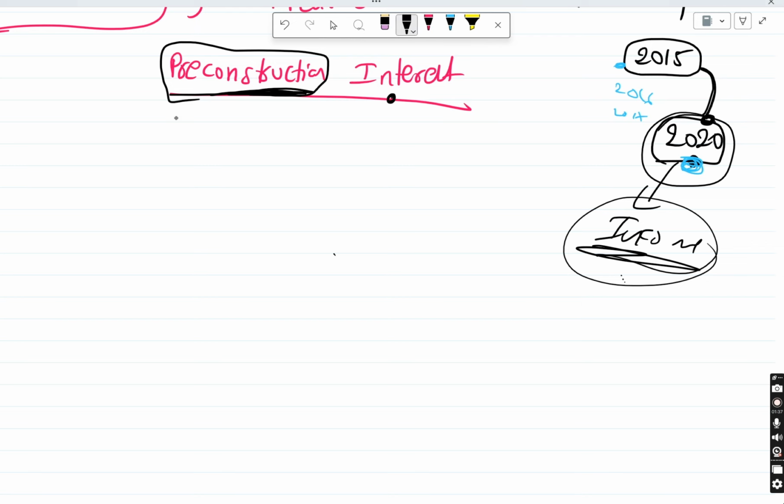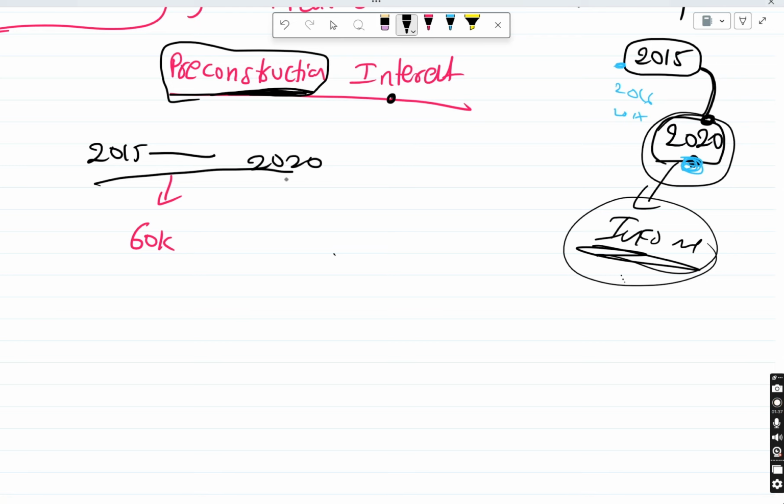Now let's just say from 2015 to 2020, this is the pre-construction period. In this pre-construction period, let's just say I have paid 60,000 rupees interest, or I have to pay, right? Because interest will be allowed on accrual basis, right?